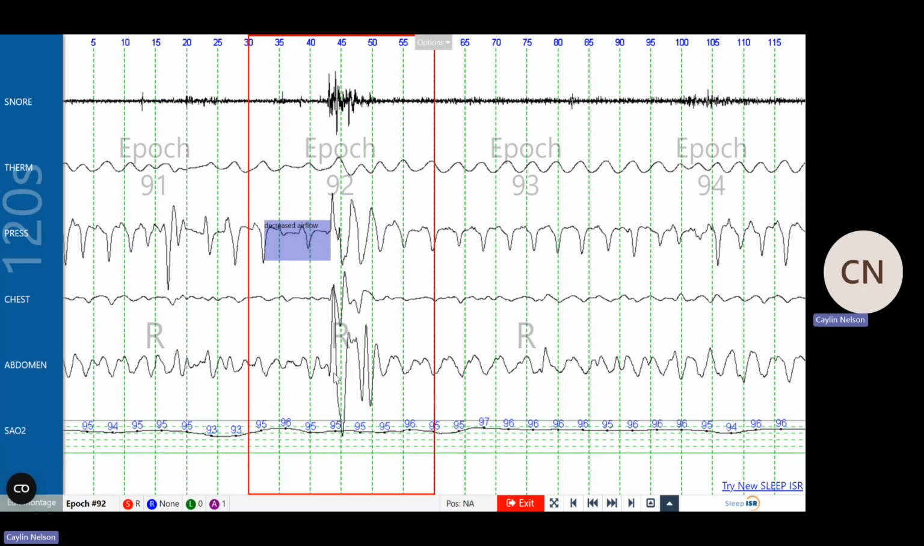So criteria in duration, we made it, but criteria in the sense of desaturation, we did not. So with ISR, with your hypopnea, since there is that arousal that happened there, that's where we can score a hypopnea in here. So either that 3% desaturation to follow, or an arousal after that decreased airflow.